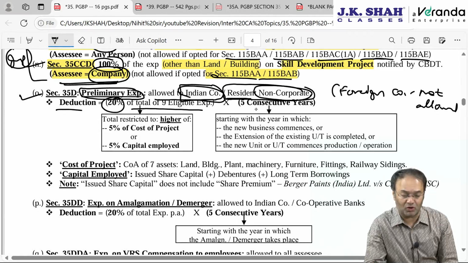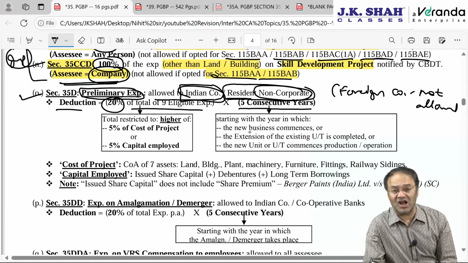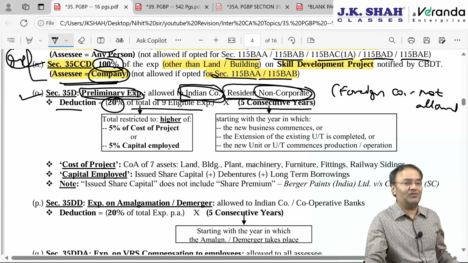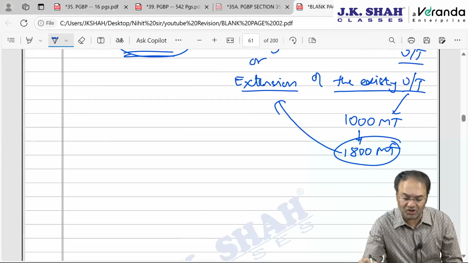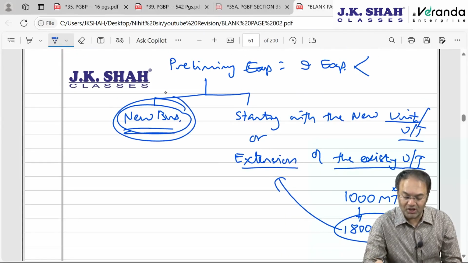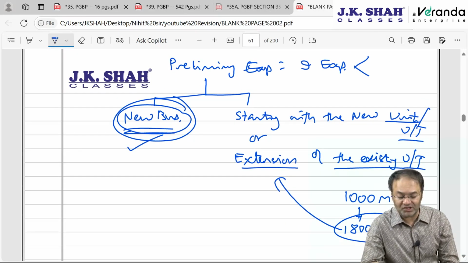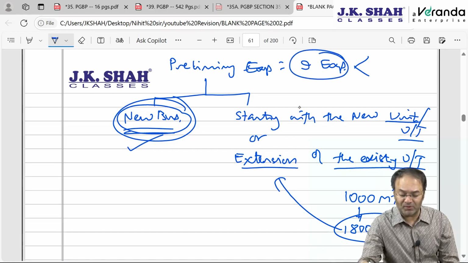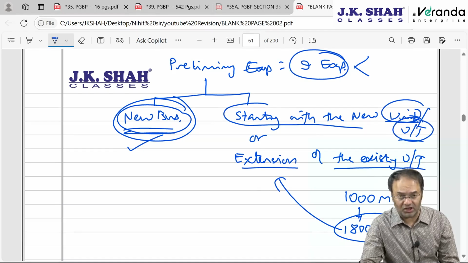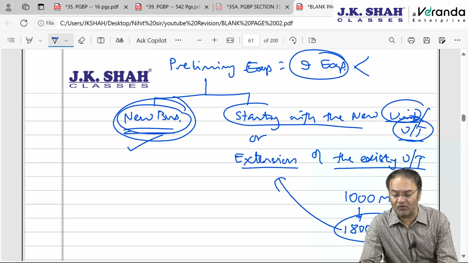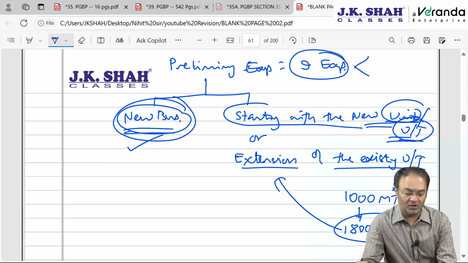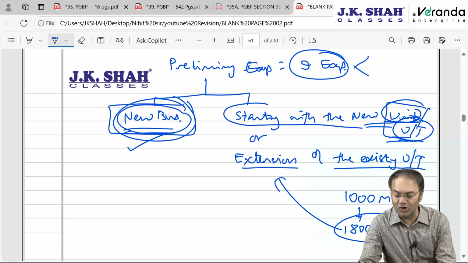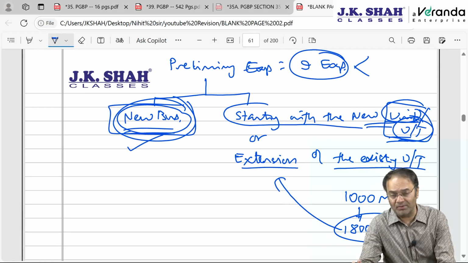Deduction will be 20% of total of 9 eligible expenditure every year into 5 consecutive years. 5 consecutive years starting with which year? So 5 years starting with the year, in case if it is in connection with the new business, then 5 years starting with the year in which new business commences. In case you are incurring preliminary expenditure, 9 eligible expenditure for starting with a new unit or undertaking, then 5 years will start from the year in which new undertaking or new unit commences its operations. Here new business is commenced, here new unit commences operations or new undertaking commences operation.